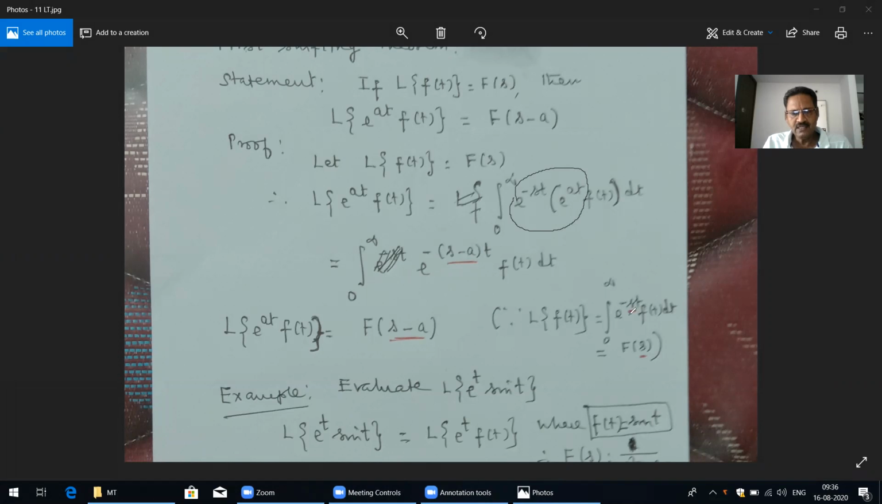Based on the s, we then denote it as F of s. Here, s minus a is also a constant. So therefore, based on the previous one, by the definition, we replace these terms: the integral of e power minus (s minus a) t, f of t into dt is F of s minus a. You understand? It's okay, clear. And then next, I will give some examples regarding this.